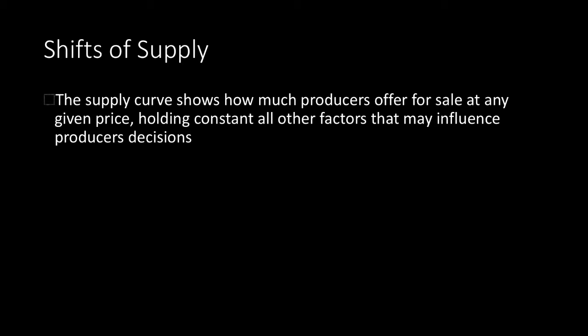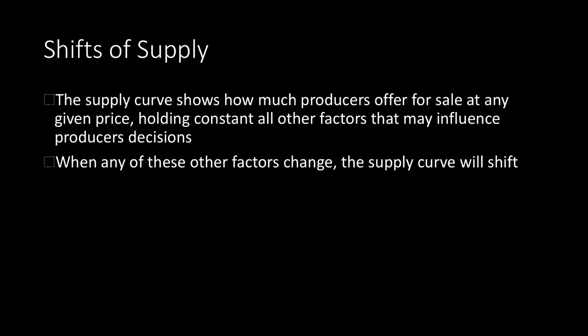Now, just like demand, the supply curve is not static. And there are actually also going to be 5 factors that could shift supply, but they're different factors. So the supply curve shows how much producers are willing to offer, holding everything else constant, right? That's that idea of ceteris paribus. But things do change. The market conditions change, okay? So when these factors change, the supply curve is going to shift.